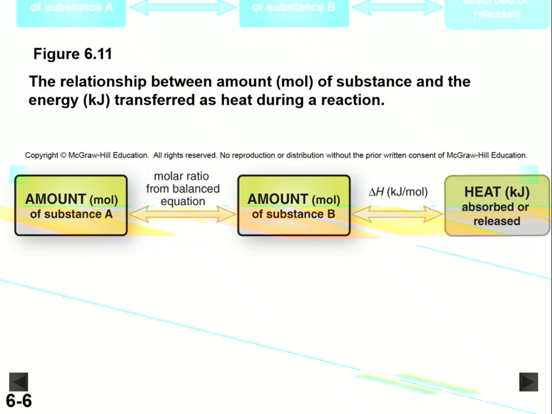Here's our flow chart that we looked at in our concepts video. The amount of A can produce an amount of B, and we know that the balanced equation will tell us a molar ratio. The way we write that molar ratio then will determine how we write out our delta H of reaction equation, and our final value of heat absorbed or released will be based on that stoichiometric ratio.